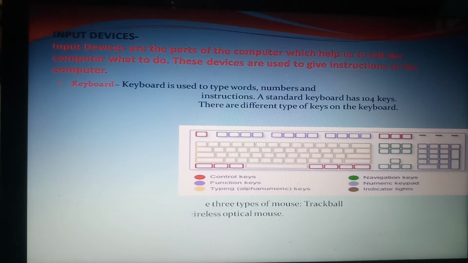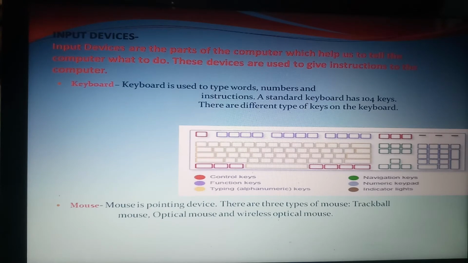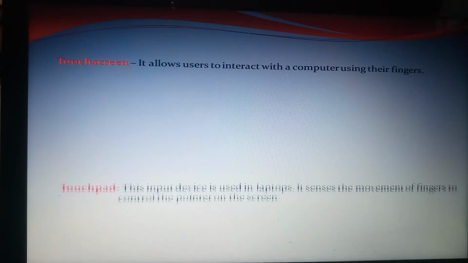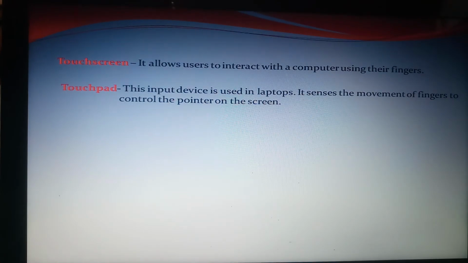Second is mouse. Mouse is a pointing device. There are three types of mouse: trackball mouse, optical mouse, and wireless mouse. Next is microphone. It allows users to input audio into their computers. Next is scanner. It reads an image and converts it into a digital file. It works like a photocopier machine. Next is touch screen. It allows users to interact with the computer using their fingers. Next is touchpad. This input device is used in laptops. It senses the movement of fingers to control the pointer on the screen.